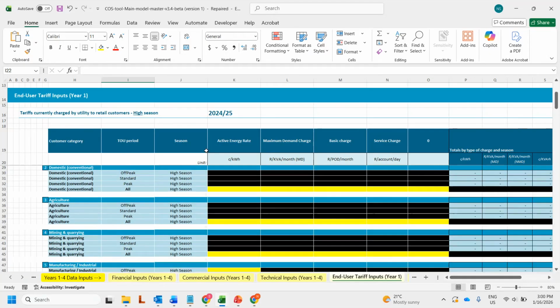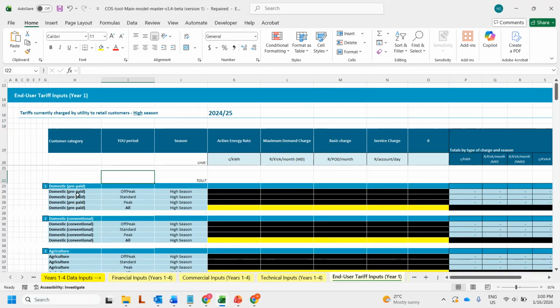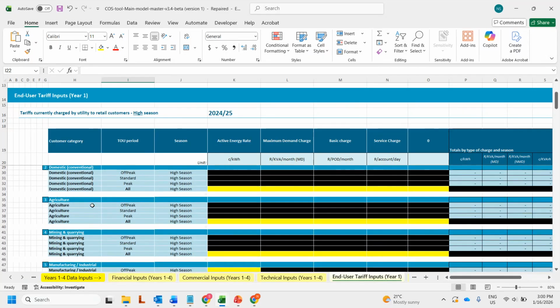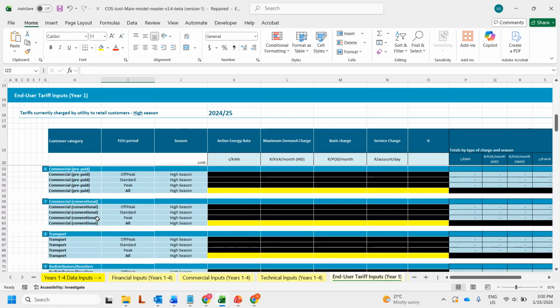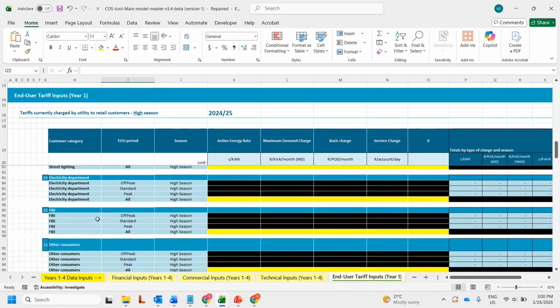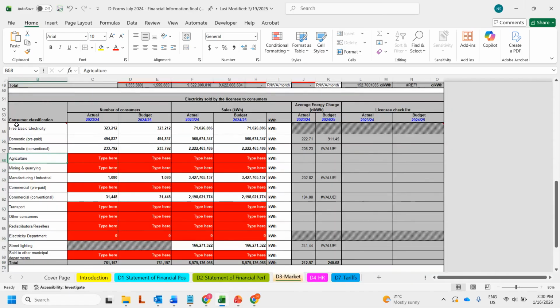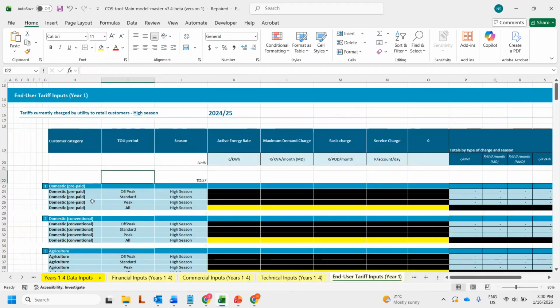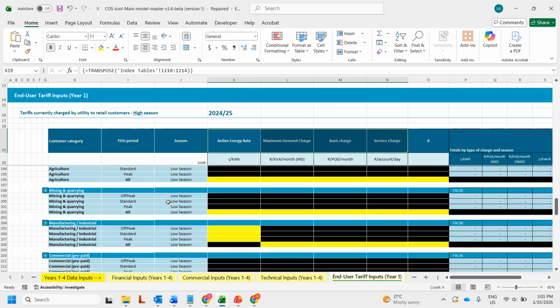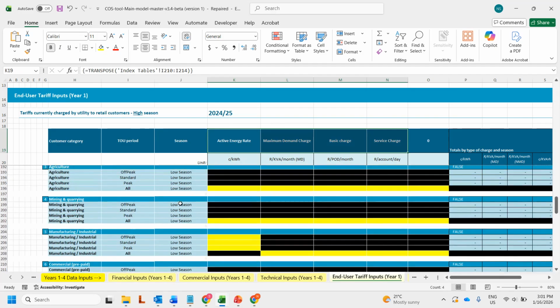If we scroll through it, you'll recognize all of these customer groups here are the same as on the index tables, and they also match the deform market tab. All of these customer categories are the same. And what in theory one would do is for the domestic prepaid customers, you'd put in the tariffs that apply to them for the high season, and then further down here for the low season.